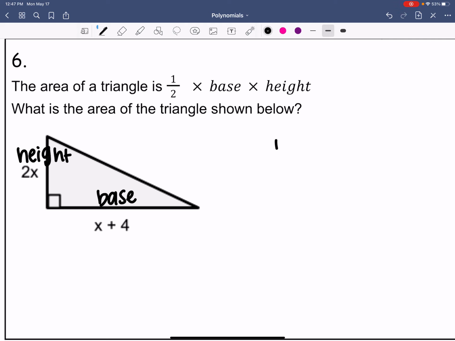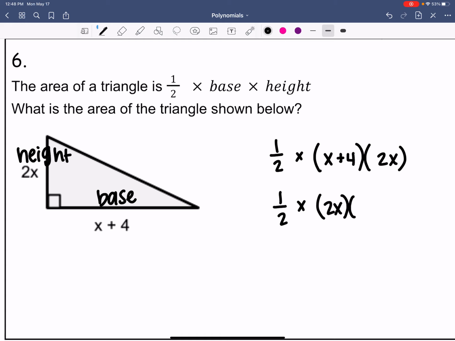So we need to calculate 1/2 times the base times the height. Now, I don't particularly like having it written this way, but it's perfectly fine if you do. I typically like to write it with the smaller polynomial first. So it's really the same as 1/2 times 2x times x plus 4. So I only switch those because when I create a box for this, I want it to just be a pretty simple box to draw.